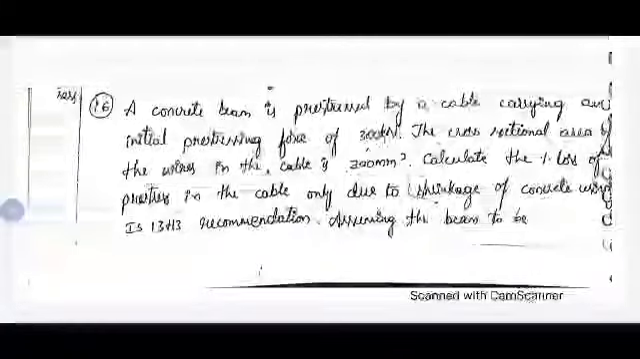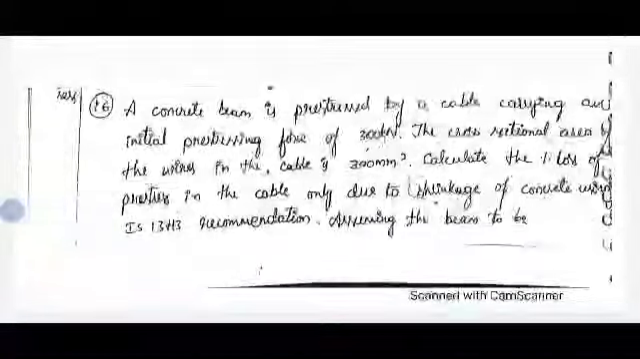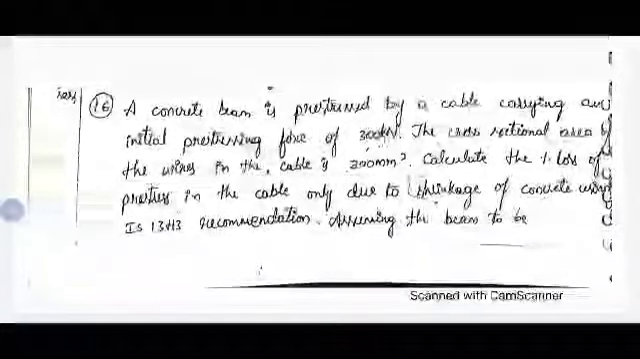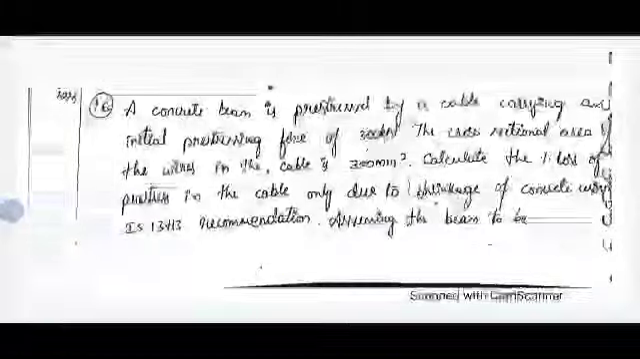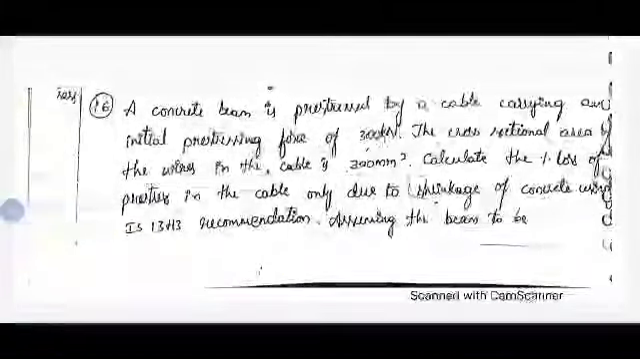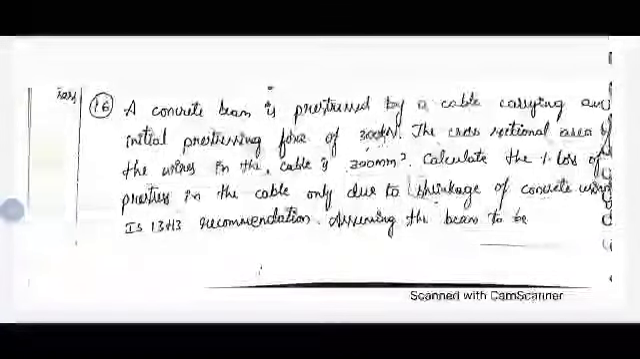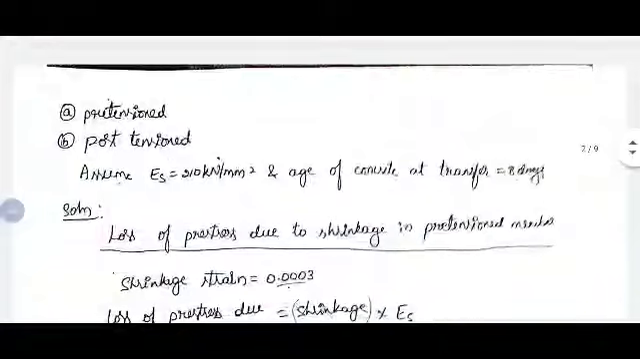So today's first problem: a concrete beam is prestressed by a cable carrying an initial prestressing force of 300 kN. The cross-sectional area of the wires in the cable is 300 mm square. Calculate the loss of prestress in the cable due to shrinkage of concrete using IS 1343 recommendation, assuming the beam to be pre-tensioned, post-tensioned. Assume Es, that is Young's modulus of steel, 210 kN per mm square, and age of concrete at transfer 8 days.